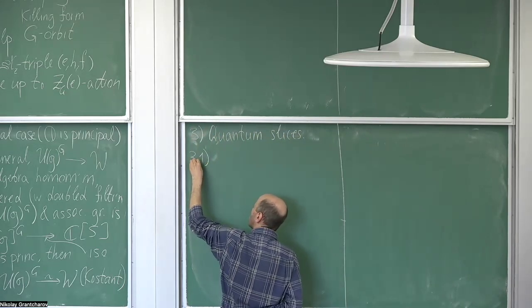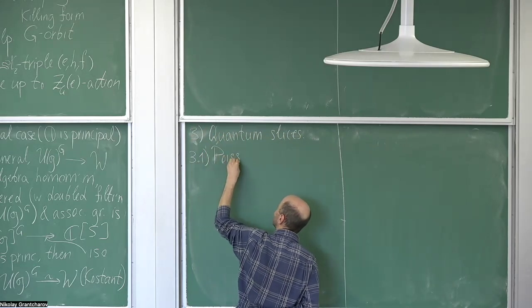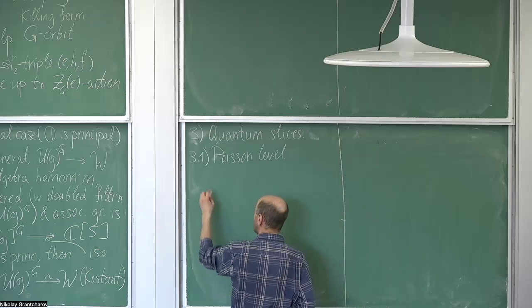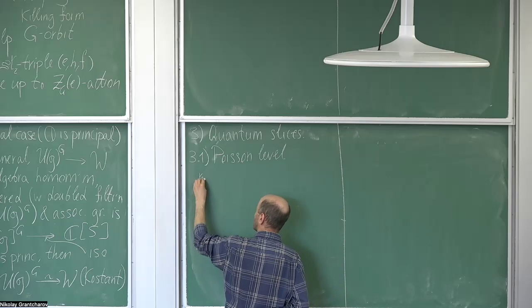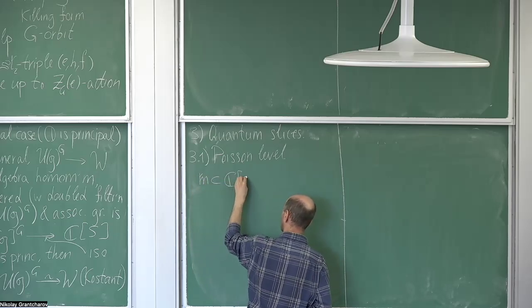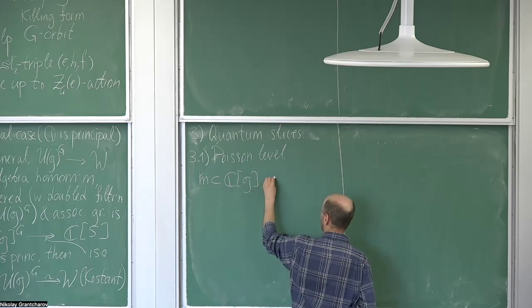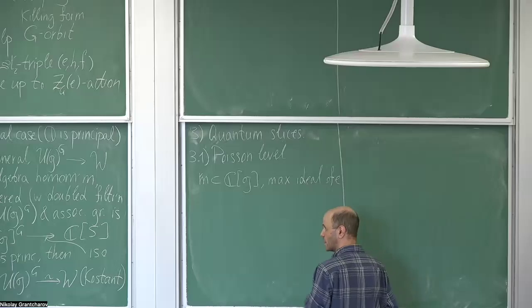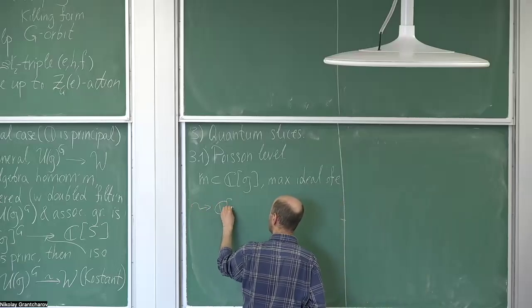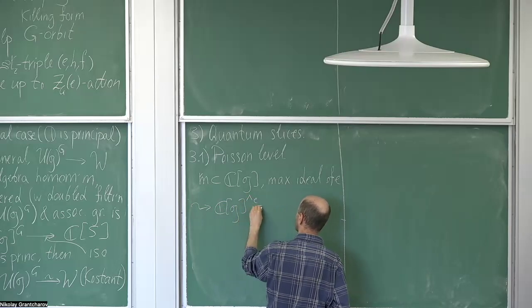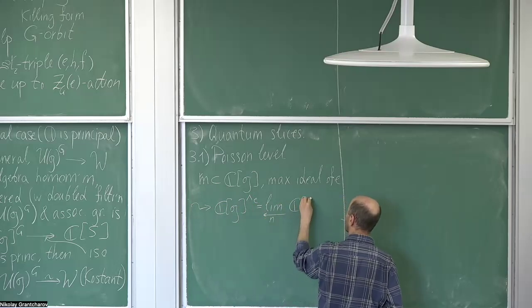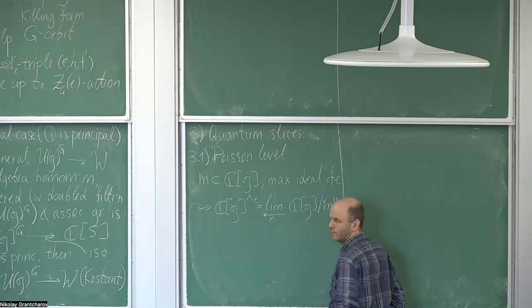And as before, I will start with a commutative situation. So what I want to do, I want to consider the maximal ideal M inside of functions of B. This is the maximal ideal of the nilpotent element B. Then I can form the completion of C of G at this element as the inverse limit of the quotients of C of G by the powers of this maximal ideal. And that's an algebra of formal power series.